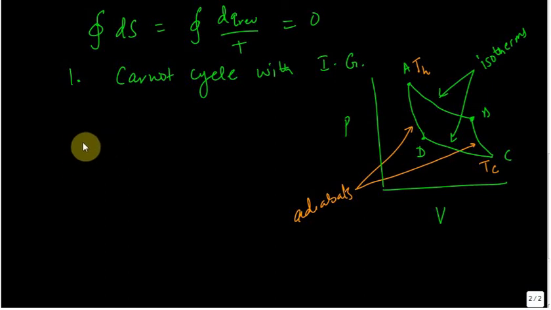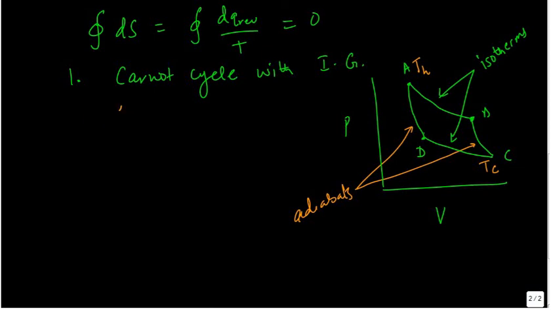So the first path A to B, the change in entropy would be dq reversible by T. It's an ideal gas, it's an isotherm, delta U is 0. So dq reversible by T is equal to minus of dw reversible by T. Yes, I can calculate that.